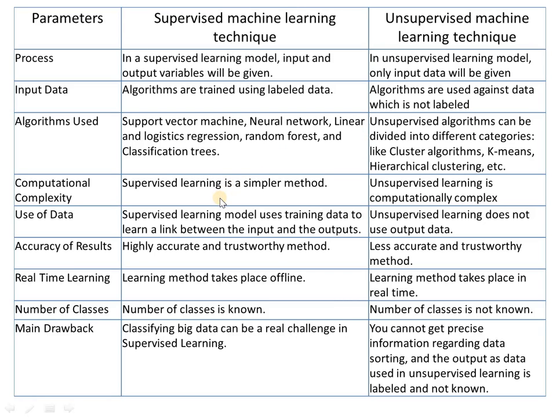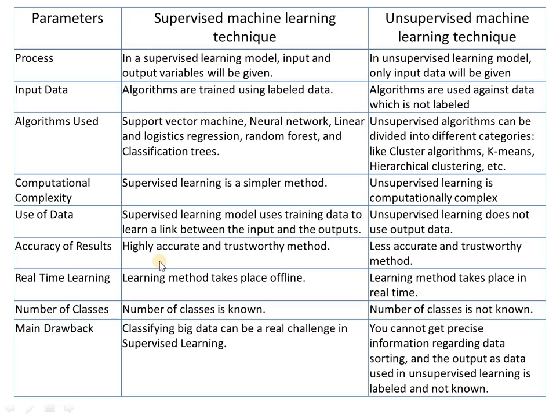And the complexity. In supervised learning, it is a simpler method of classification. No complex computations come here, but in unsupervised learning, we do not have a conclusion with us. So the value computations are complex compared with supervised learning. So unsupervised learning is computationally complex. And the use of data. In the supervised learning model, it uses the training data to learn a link between the input and output. But here no output data is given, so we are not comparing input and output. We are just checking the data comparison. We are just analyzing to which cluster it will go.